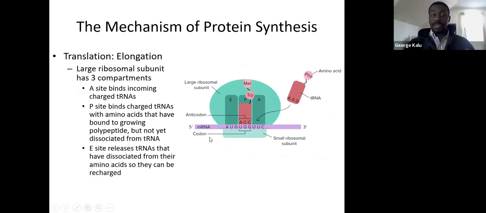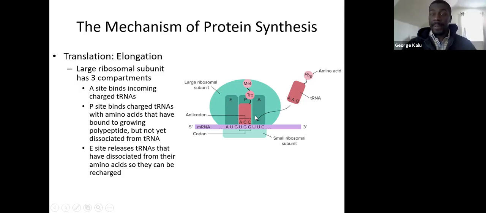Then once we've done that, now we're going to begin the elongation phase. In the elongation phase, our large ribosomal subunit is going to come in. Now when we look at the large ribosomal subunit, there are going to be 3 compartments in there. There's going to be an A site, a P site, and an E site. The A site is where a tRNA molecule that is charged will enter.